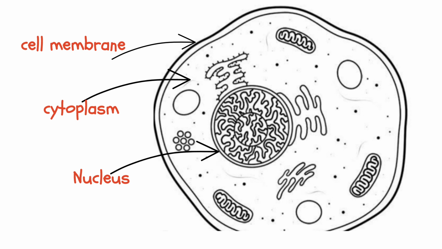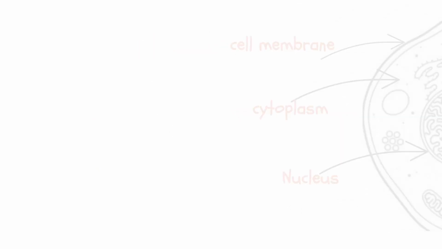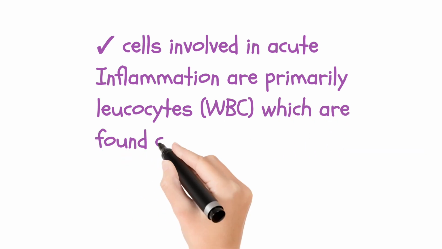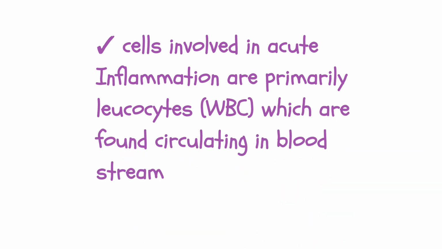Don't forget that acute inflammation is of short duration, only lasting for a few minutes, a few hours, days, or even weeks. It does not last for a longer period of time. Okay, the cells involved in acute inflammation are primarily leukocytes. Leukocytes are also known as white blood cells, which are found circulating in the bloodstream.